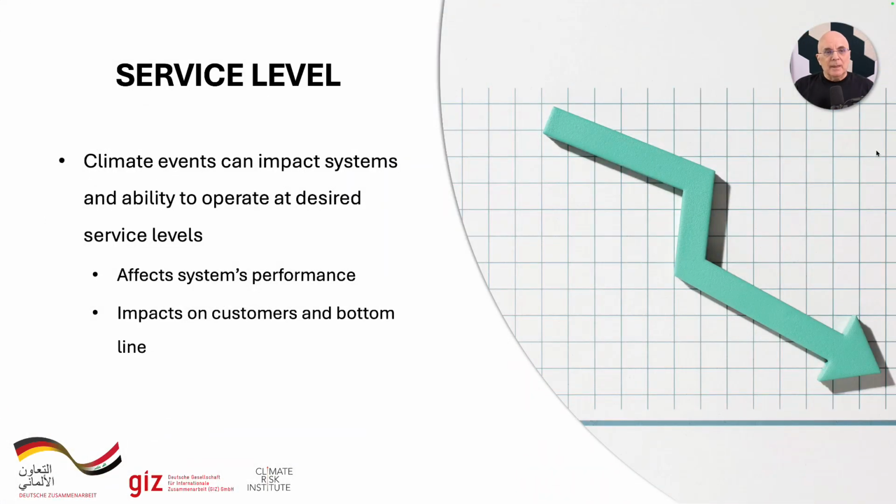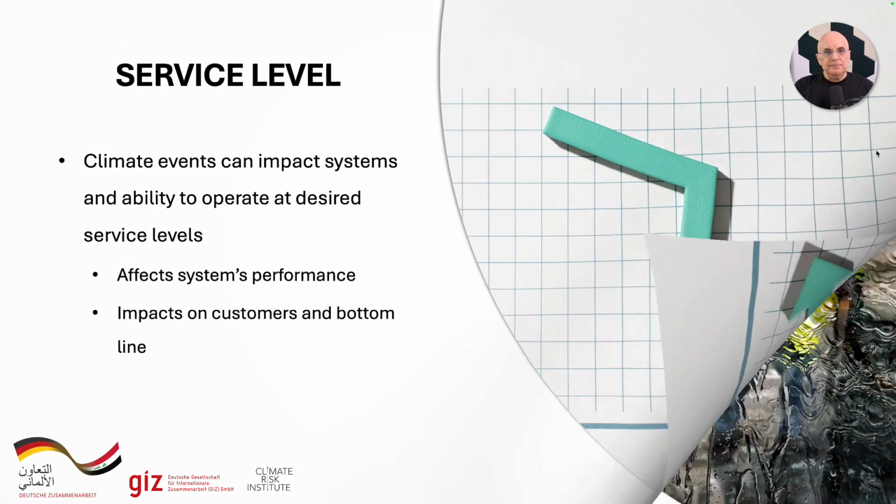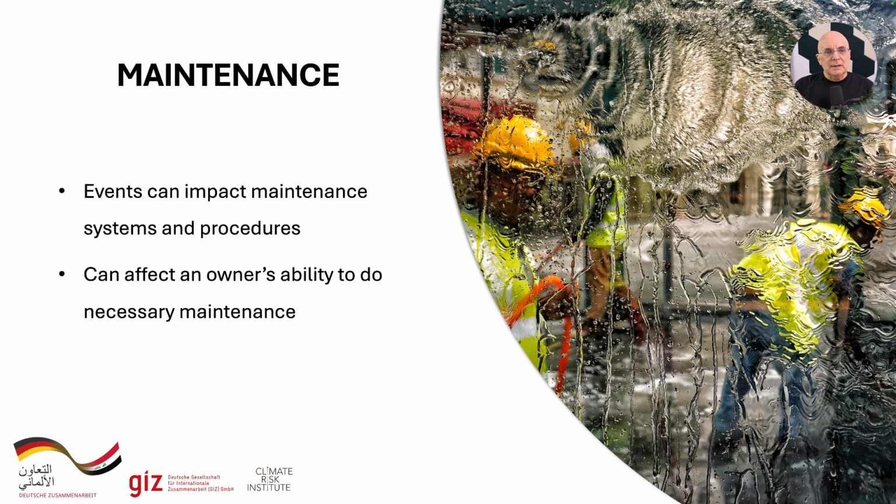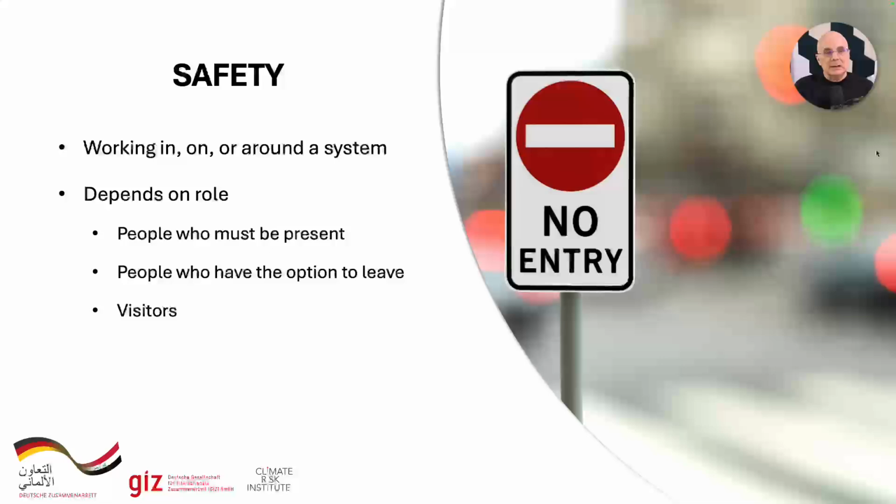The service level. Climate events can impact systems and their ability to operate at desired service levels. It affects the system's performance and impacts on customers and the bottom line. Or maintenance. Events can impact our ability to do maintenance and follow through on our procedures. And so this can affect the overall performance of the system. Or safety concerns. Working in, on, or around the system. And it depends on the role. People who have to be there, people who have the option to leave, or even visitors who may be at the site at the time of an incident.